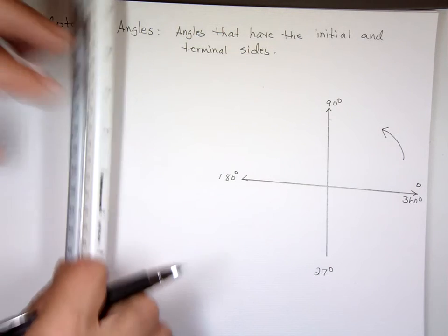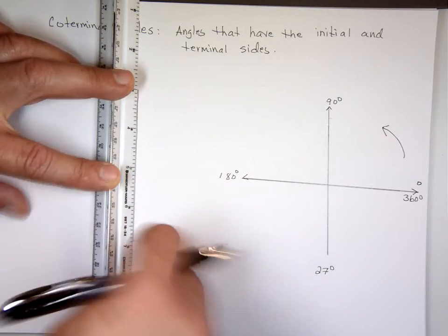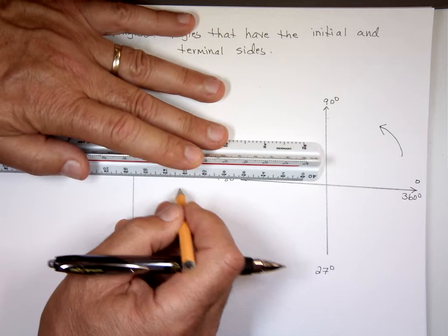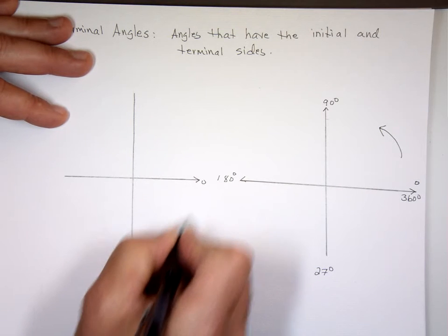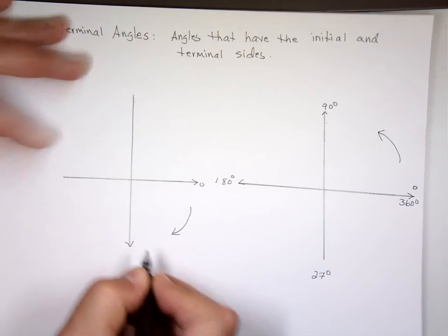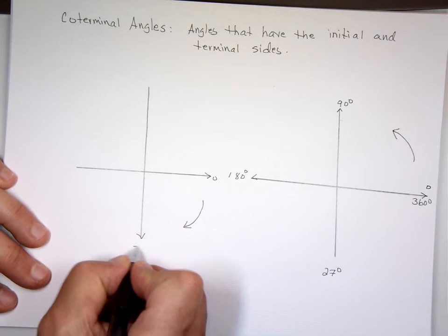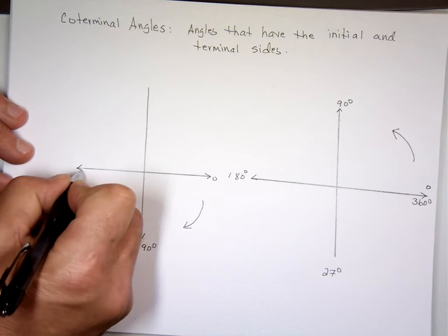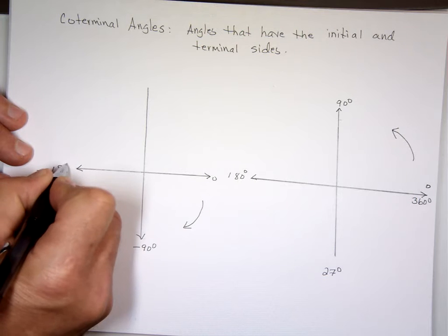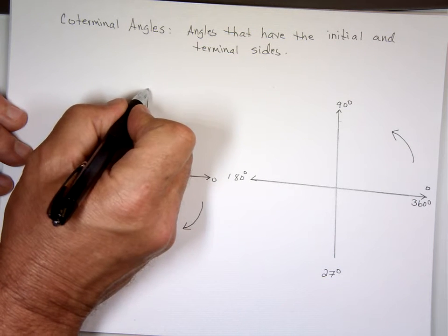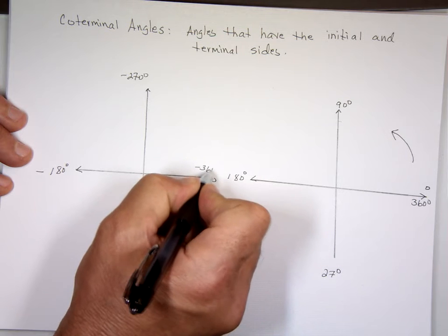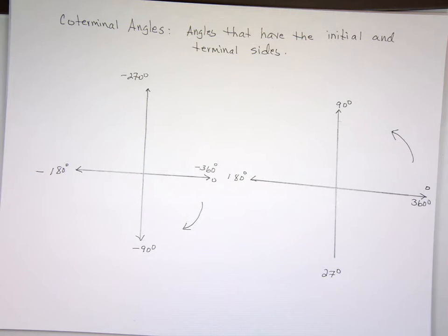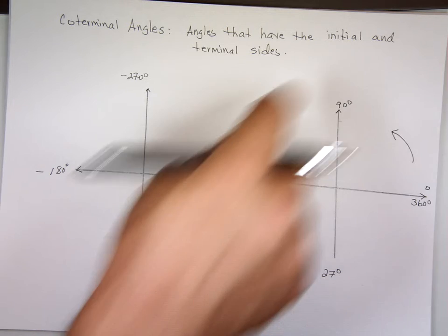If you travel clockwise, this is the 0 degree. You go in this direction. So this is what? Negative 90. This one is what? Negative 180 degrees. This is what? Negative 270. And back here to negative what? 360. So when we said coterminal angles, these angles have the same initial and terminal side.